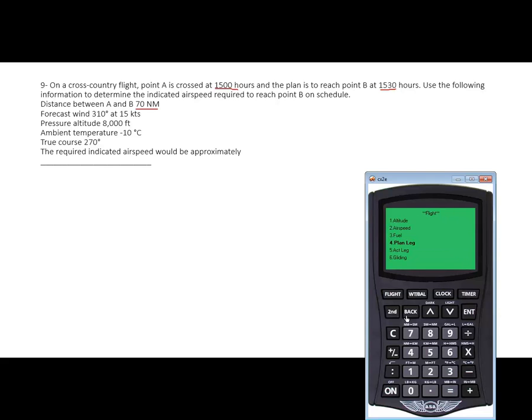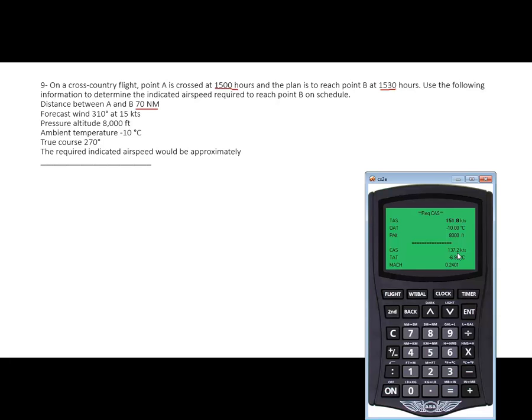So if we come back into the airspeed menu, we can find out what our required calibrated airspeed is. We just calculated we have to have a true airspeed of 151.8, and they told us the temperature is minus 10 degrees. So temperature is minus 10 and we're flying at a pressure altitude of 8,000. If we take out the correction from true airspeed for the density of the air, we can find out what our calibrated airspeed is supposed to be, 137.2.